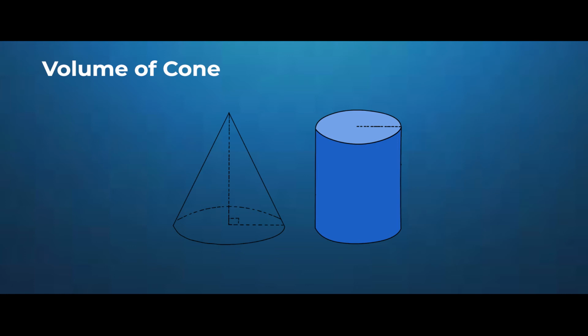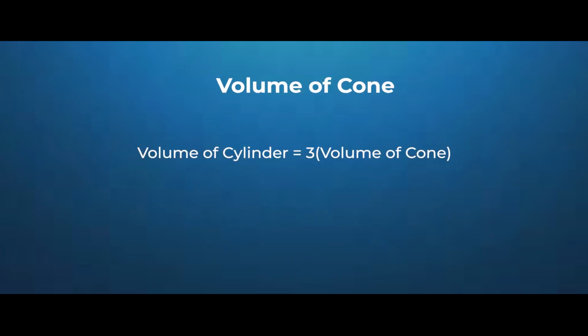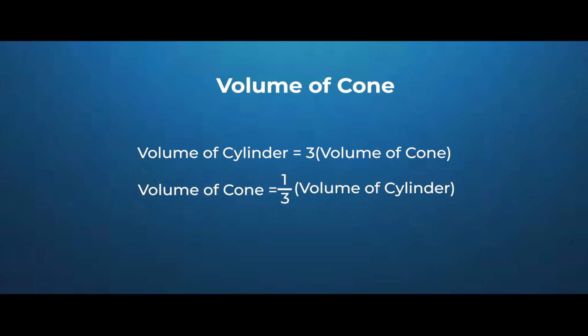So what can we draw from this experiment? The conclusion that we can draw from this experiment is that the volume of a cylinder is equal to thrice the volume of a cone. And in other words, it can be understood as the volume of a cone is equal to 1/3 of the volume of a cylinder, which can be written as the volume of a cone equals 1/3 of pi r square h cubic units. Pi r square h is how we calculate the volume of a cylinder.